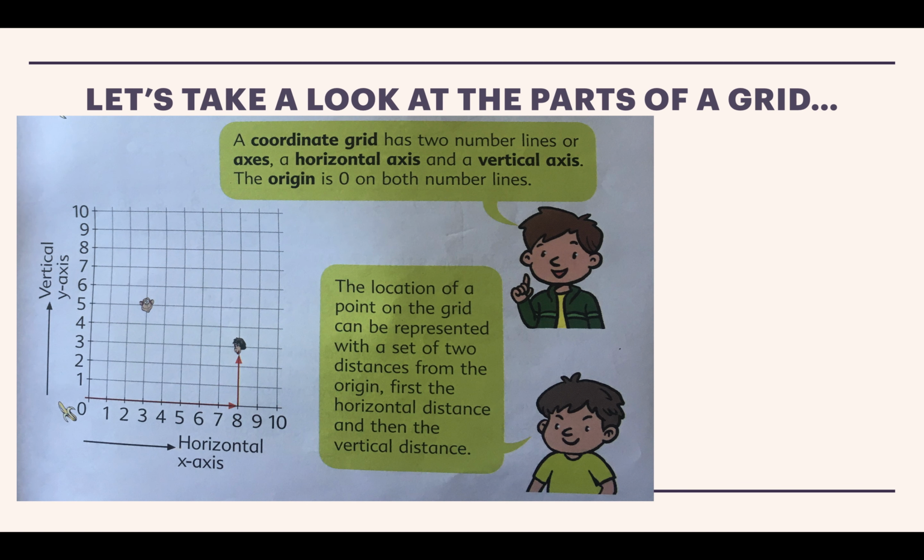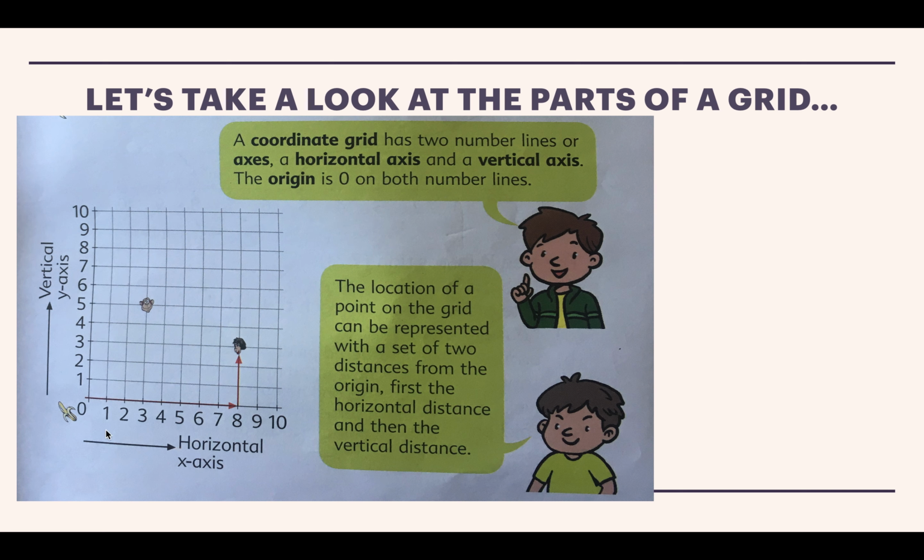Now we're going to take a look at the parts of these grids. If you look at this grid here, you'll see that now we have numbers and some figures, some points here in the center. So we're going to look at what makes up the grid, and then we're going to look at what is a coordinate. A coordinate grid has two number lines.